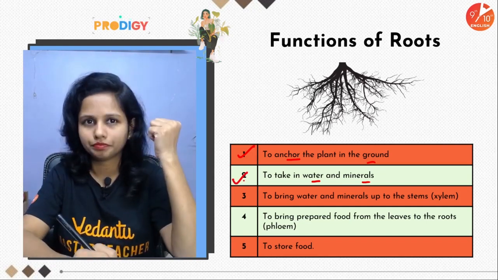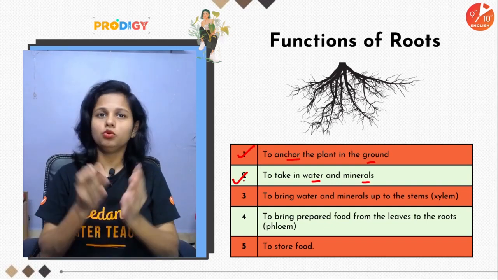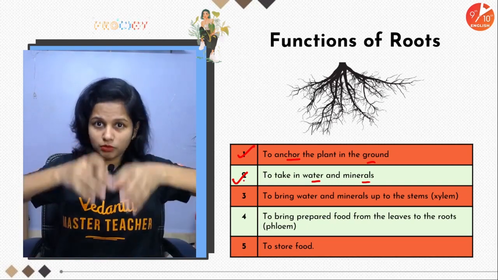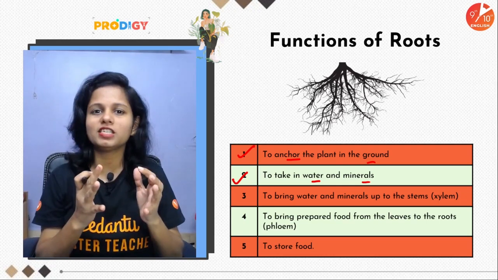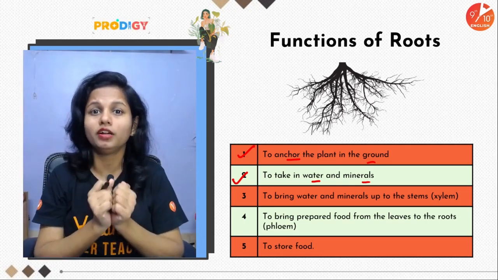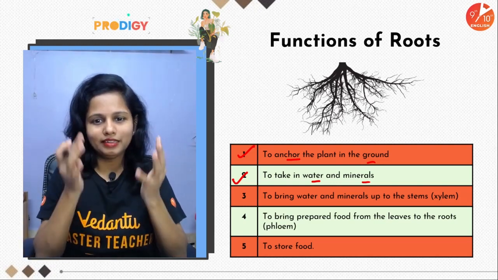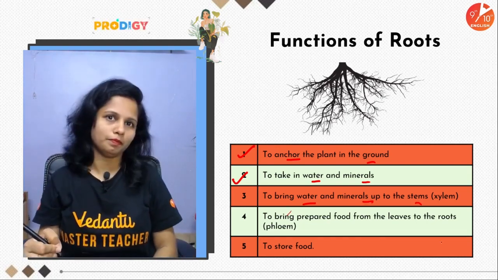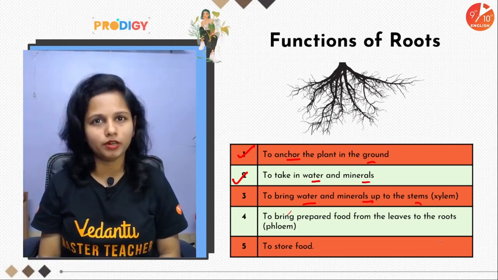And then the third one, to bring water and minerals up to the xylem. We know that xylem is the conducting tissue which helps to transport water from the soil to the aerial parts of the plant. But the water has to be brought in from the soil at least to the base of the stem, and that is done exactly by the roots. So that it reaches xylem, and then xylem further continues to transport them in the upward direction.